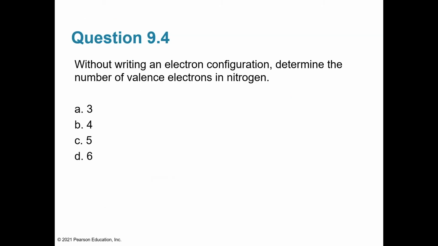Now let's see what you all remember. Without writing an electron configuration, determine the number of valence electrons in nitrogen. Please pause. Hopefully you remember the trick. When you're ready for the answer, click play. The answer is 5 valence electrons for nitrogen. If you take a look at the periodic table, you'll see that nitrogen is a main group element. So you could just take a look at the group number and you'll see how many valence electrons those elements would have in that family.